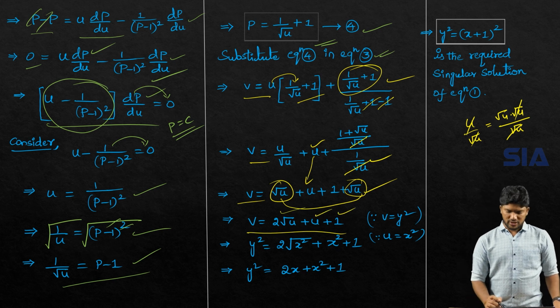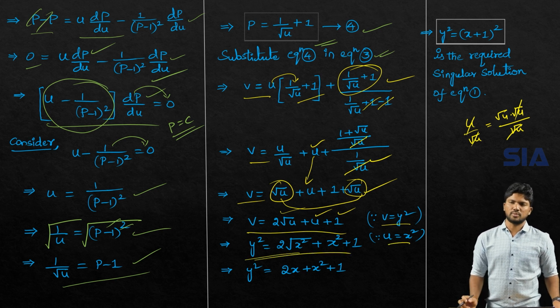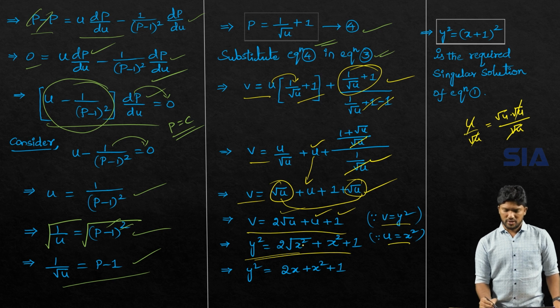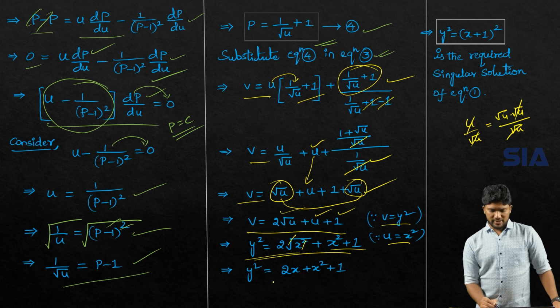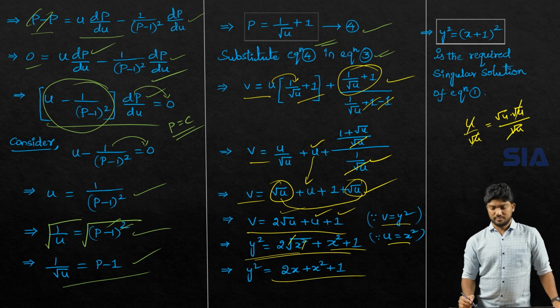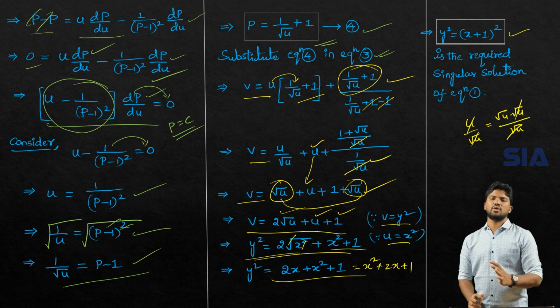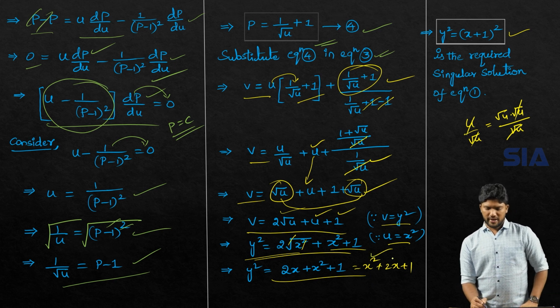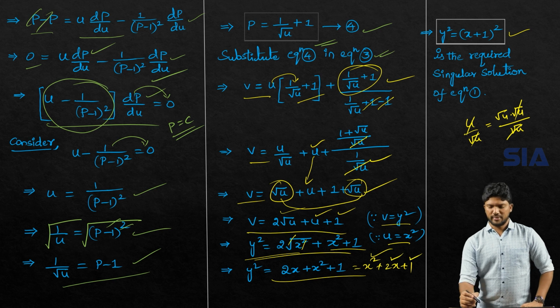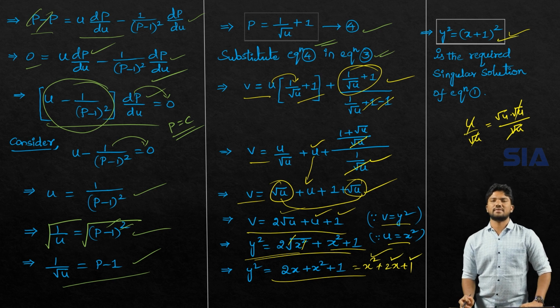So substitute, since we have v is equal to y square and u is equal to x square. Wherever you have v, substitute y square, and wherever you have small u, substitute x square. Y square is equal to 2 root x square plus x square plus 1. So the square root will get cancelled. Therefore y square is equal to 2x plus x square plus 1, that is x square plus 2x plus 1. It is purely in the form of a square plus 2ab plus b square. So I will write y square is equal to (x plus 1) whole square.